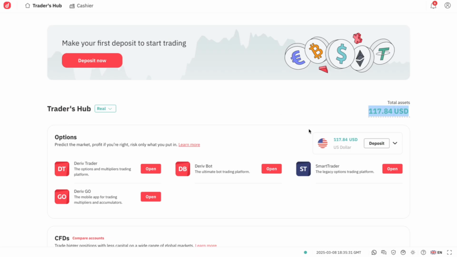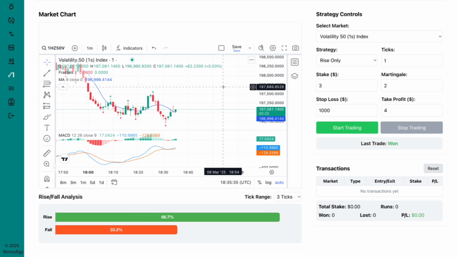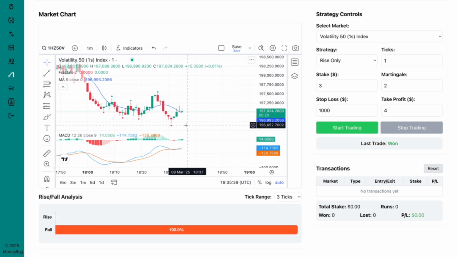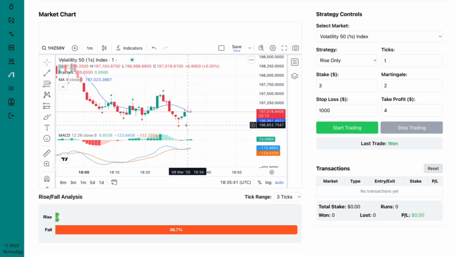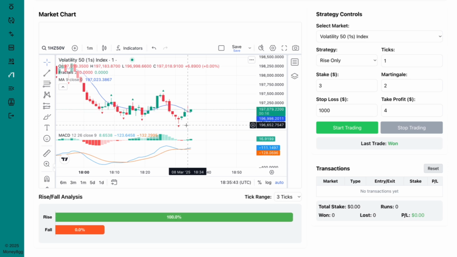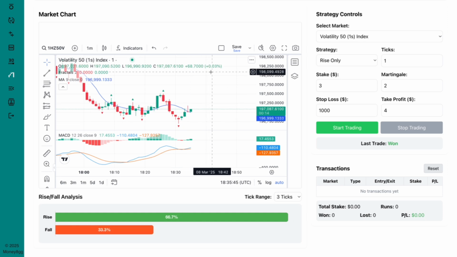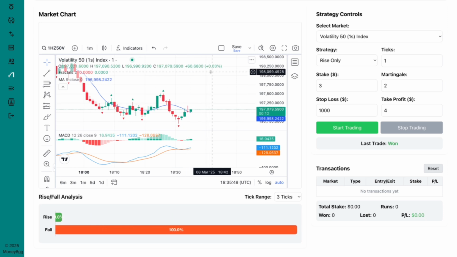So we have made $17 so far. I'm just waiting to see if this is a strong rise, if it's a strong rise, we're gonna take the trade.